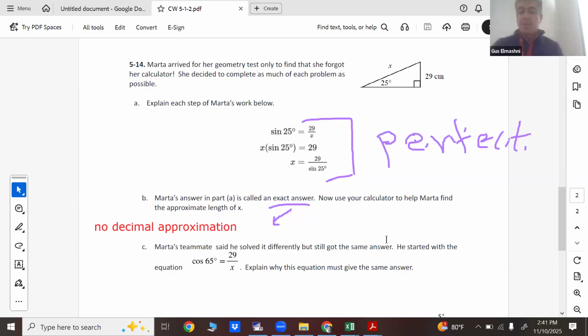Now I use a calculator to get the decimal approximation. So if I do 29 divided by sine 25, I should get 68.62. By the way, that should be a large number because it's the hypotenuse, right? We expect that to happen. 68.62.